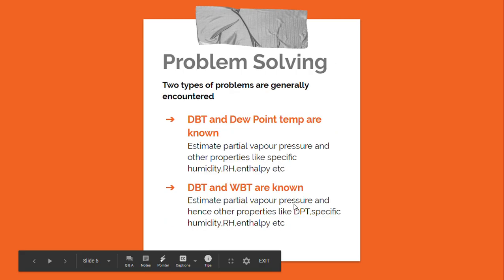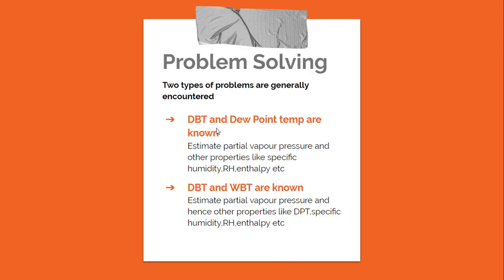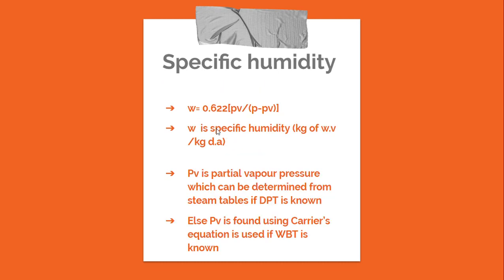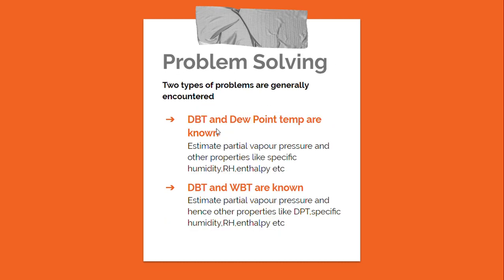The other type of problem is where you know the dry bulb temperature and you know the dew point temperature. If you know these, then how to find the partial pressure of the water vapor, how to find the specific humidity, how to find the relative humidity, how to find the enthalpy, etc. So these are the two broader types of problems which we encounter. One is when your dry bulb and wet bulb temperatures are known, and the other is when your dry bulb and dew point temperatures are known.